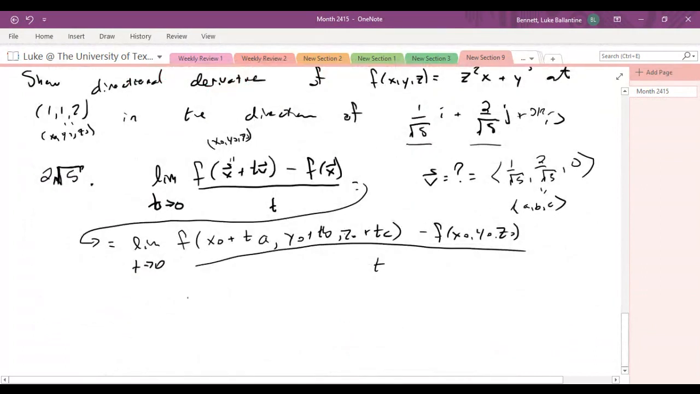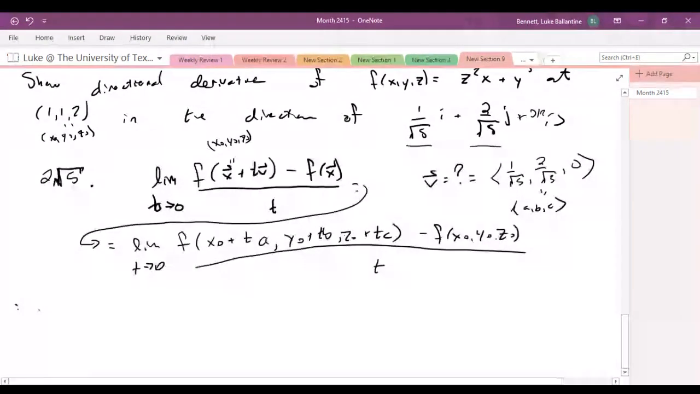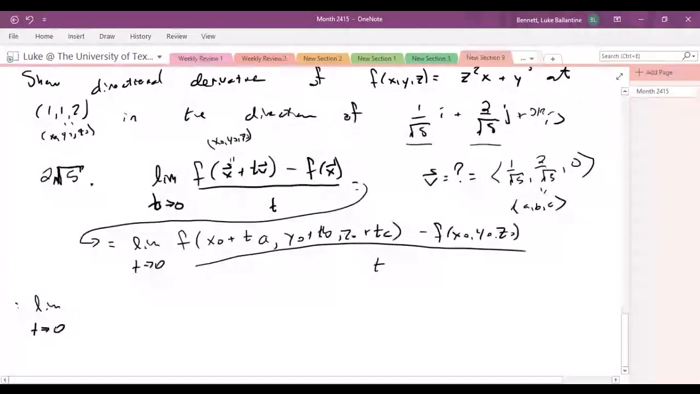All right, so x naught is 1, y naught is 1, and z naught is 2. t is just t. a is 1 over square root of 5, b is 2 over square root of 5, and c is 0. So this expression turns into the limit as t approaches 0, and then we just plug in x naught plus ta, y naught plus tb, z naught plus tc into f.